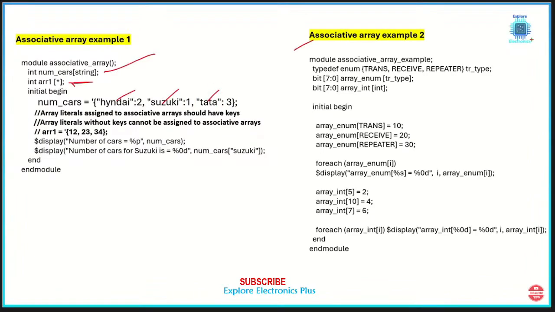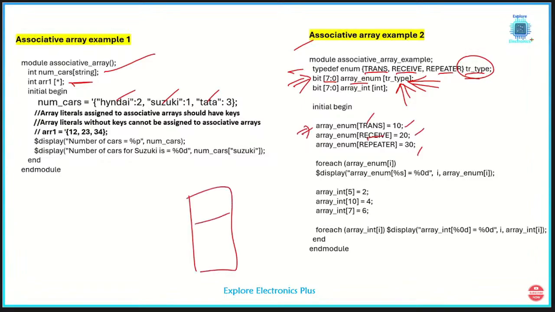So now we have a second example over here. We have a typedef enum. The enum variables are trans, receive and repeater. This is tr_type. Now you can see the associative array representation here: bit [7:0], array_enum. The type of the index is tr_type, that is enum type. Now while assigning the values, array_enum of trans is 10, of receive is 20, of repeater is 30. So the first element will be 10, the next element will be 20, the next element will be 30, like this.